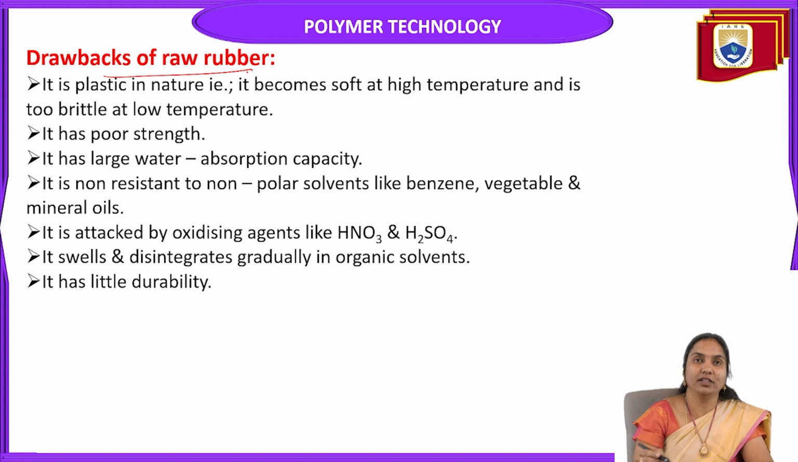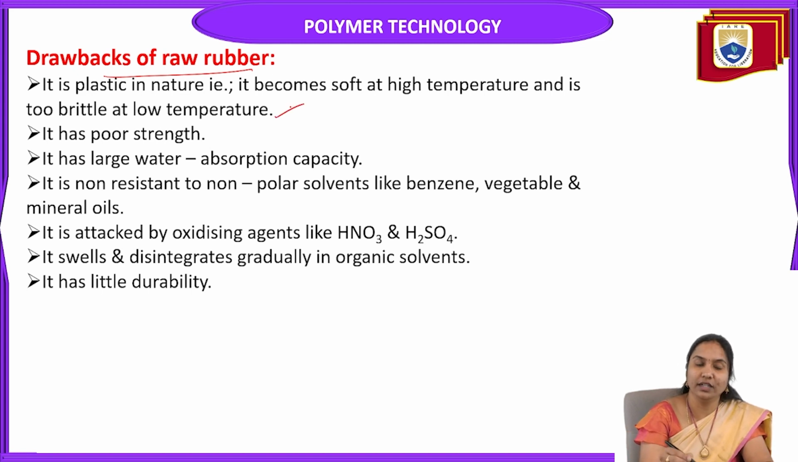Next, what are the drawbacks of raw rubber? When we collect natural rubber from the rubber trees in the form of latex, we add coagulants and carry out vulcanization, because everything is required to improve the properties of natural rubber. What are the drawbacks of natural rubber, and what can we improve with vulcanization or coagulation?